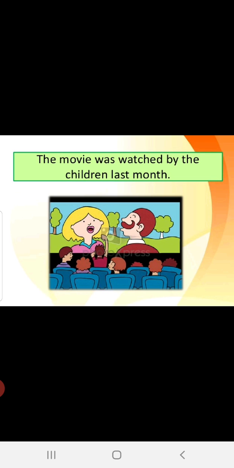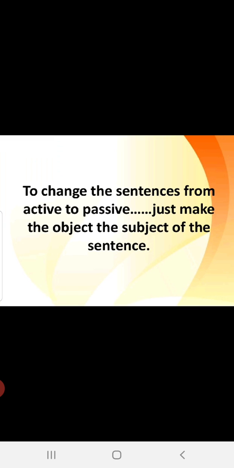Let us see further examples. The movie was watched by the children last month. Who watched the movie? Children. Actually, children should be in the subject place in active voice. In active voice: the children watched the movie last month. That will be the active voice. The movie was watched by the children last month. The receiver became the subject here, and the subject, that is the doer, is at the end of the sentence.